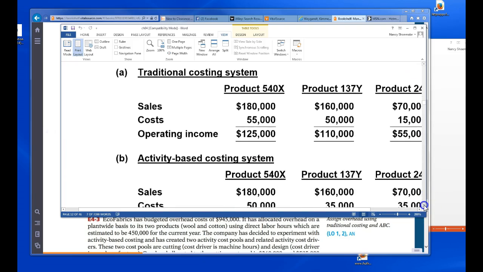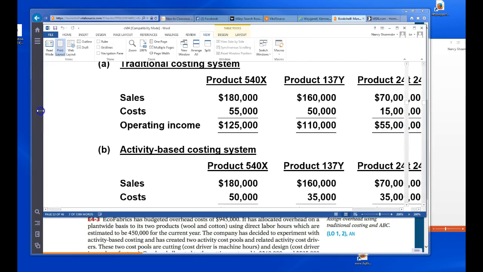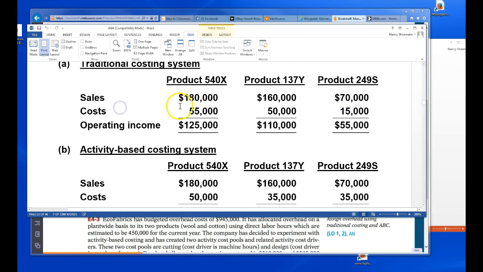we'll go here and notice that under this system, we've got sales under product 540 of 180. The cost of 55 give us our operating income on this product alone of 125. The product 137Y, 160 in sales, 50 in costs, give us an operating income of 110. And then the product 249S provides us with sales of 70, costs of 15 with an operating income of 55.